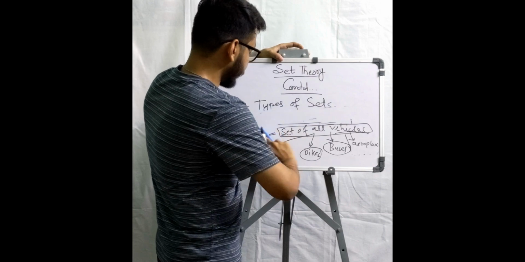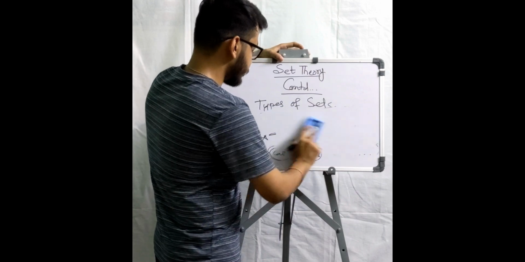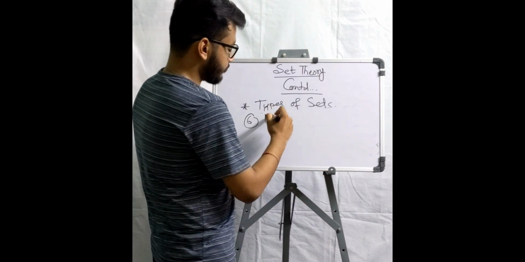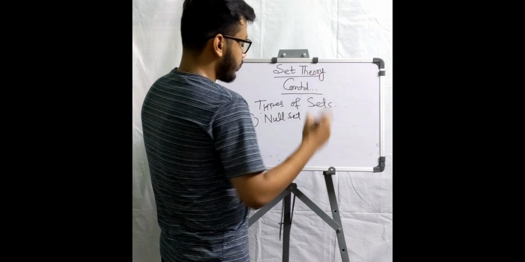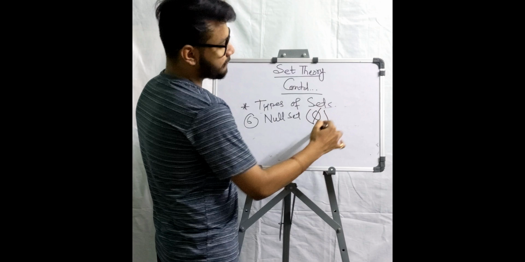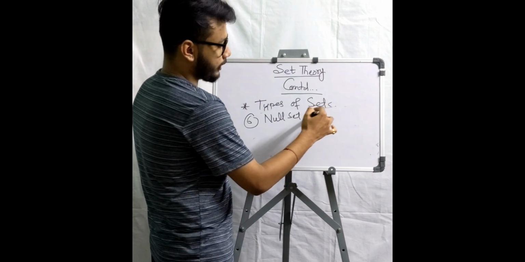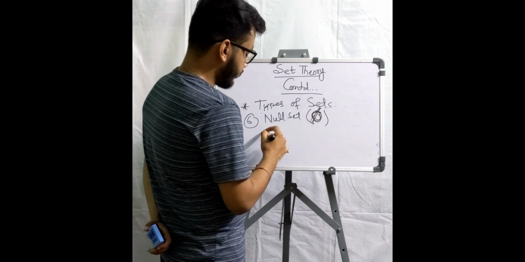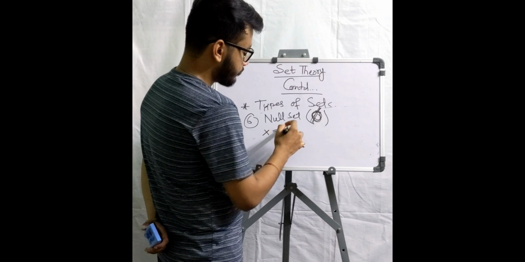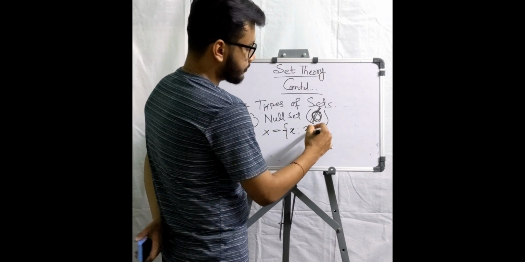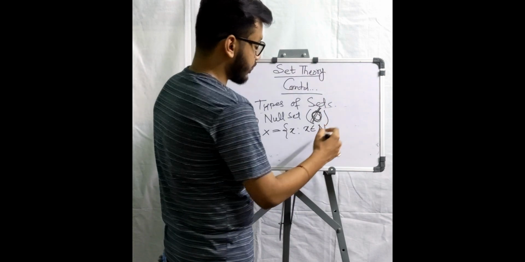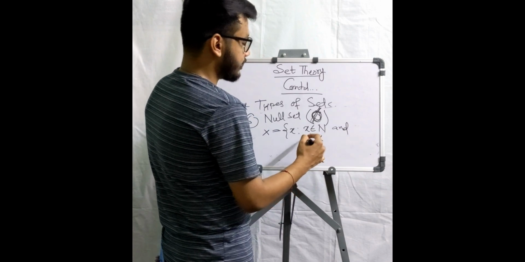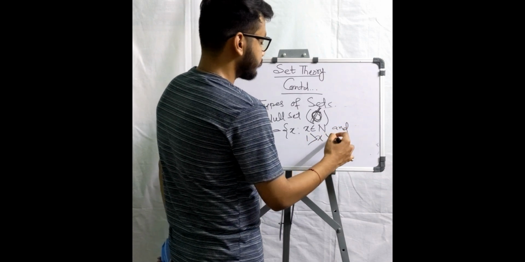Now we are going to understand what you mean by a null set or an empty set. Null set is basically denoted by the symbol phi. Let me give you an example. Say X is a set where small x such that x belongs to N, the set of natural numbers, and x is greater than 1 but less than 2.